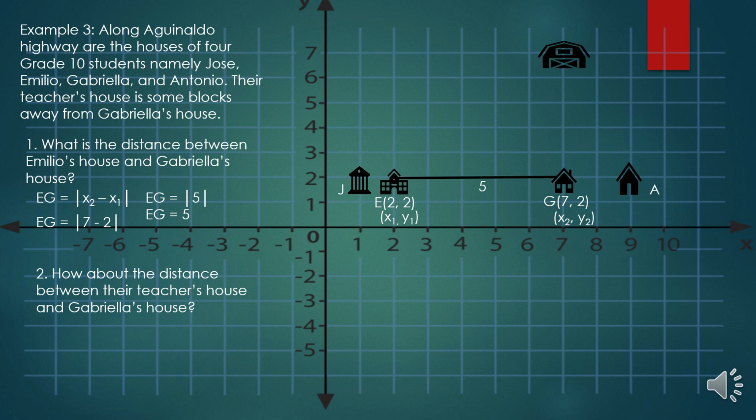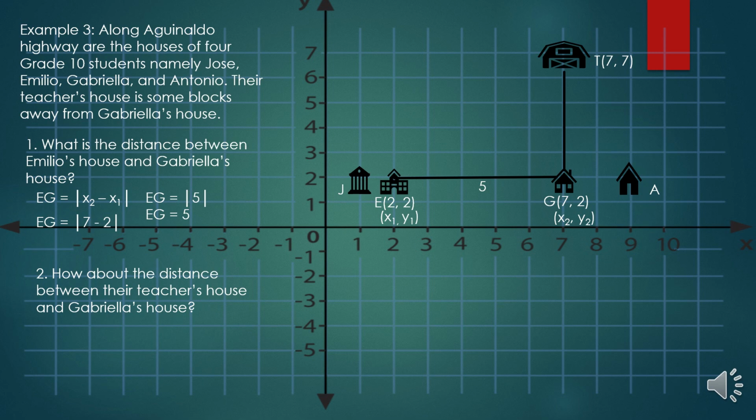Next, question number 2. How about the distance between their teacher's house and Gabriela's house? First, we can now determine the coordinate points of their teacher's house using the grid of our xy plane, and that is x is equal to positive 7 and y also is equal to positive 7. This time, these coordinate points will be now our x of 2 and y of 2. Gabriela's coordinate points will be now our x of 1 and y of 1.